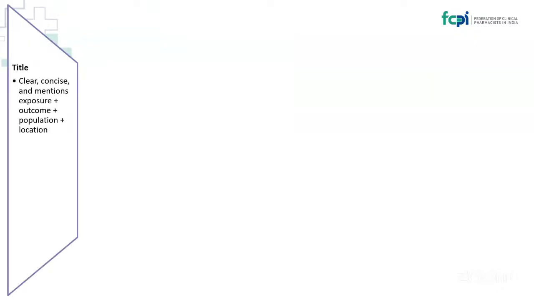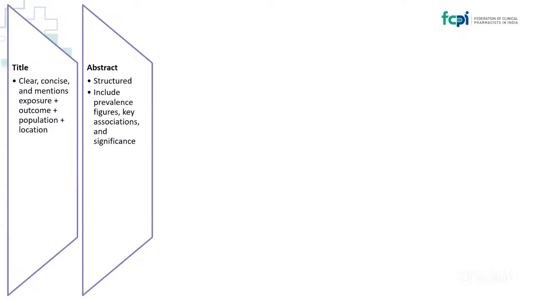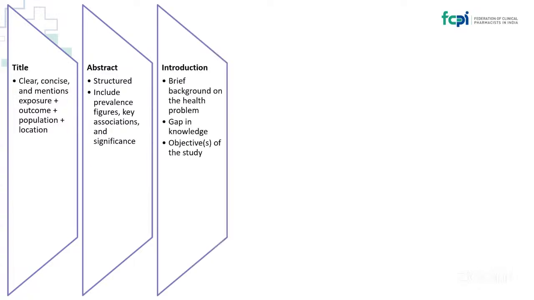This is the journal style representation of the cross-sectional study. In the title, you will have to be clear and concise, and you should mention exposure, outcome, population, and location. All these four points should be there in your title. The abstract should be structured and it should highlight the key association and significance that you are presenting in your cross-sectional study. The introduction should be brief.